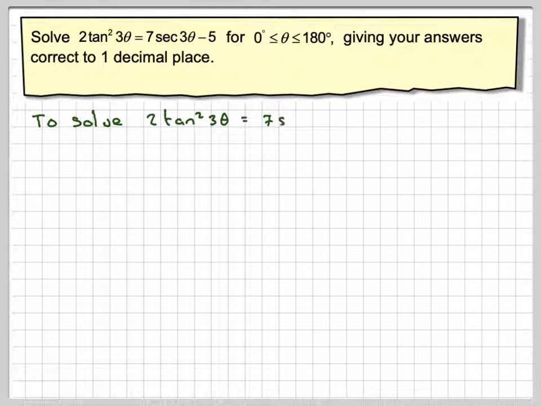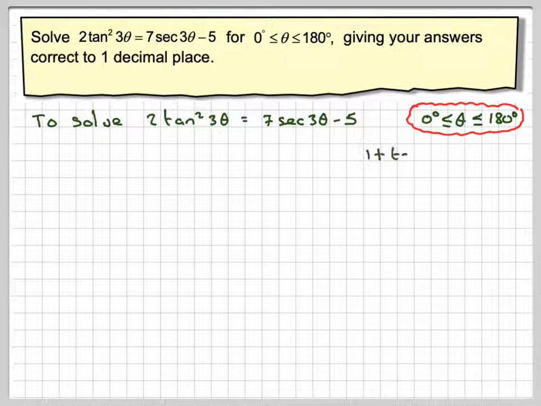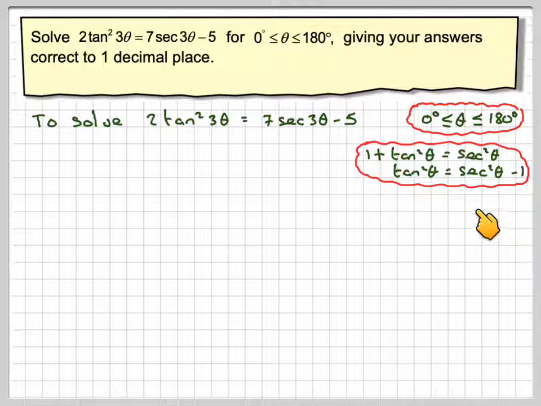Now the problem when we try to solve this is that we've got a tan and a sec. Tan and sec are different variables. We need to make the variables the same. Now the thing to realise, obviously, is that 1 plus tan squared theta is equivalent to sec squared theta, which means that tan squared theta is equal to sec squared theta minus 1.